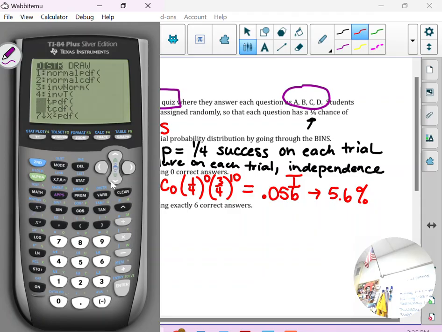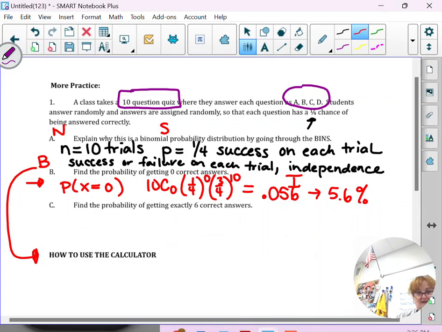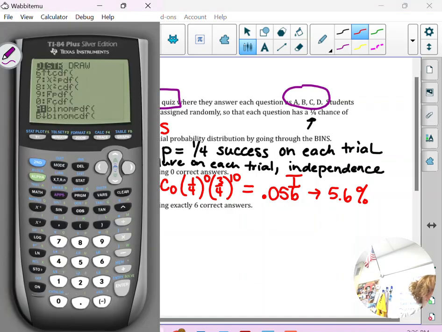We are going to use, if I arrow all the way down to once I get to the letters, letter A, the binomial PDF. Now, the one past that is CDF, and you've got to be careful. The CDF one, you can use a little bit differently. My recommendation, we're going to stick with PDF for today, because you can do everything with PDF. So we're going to choose that. And when we choose that, we're going to get a menu, or an entry screen.